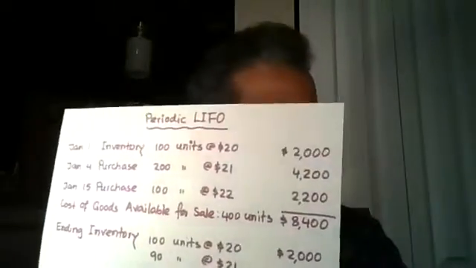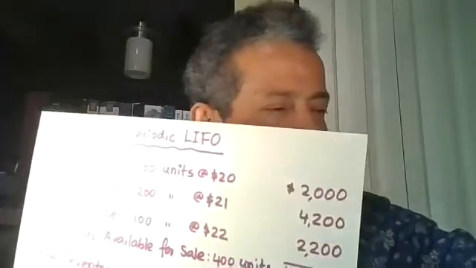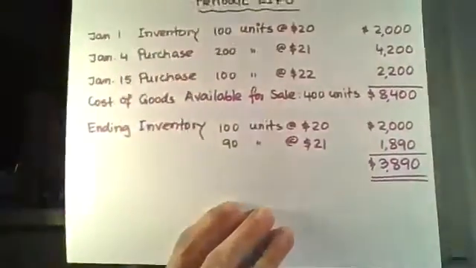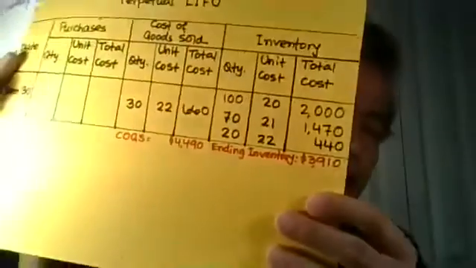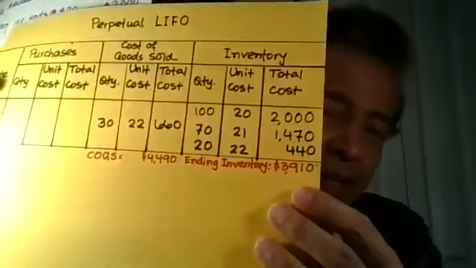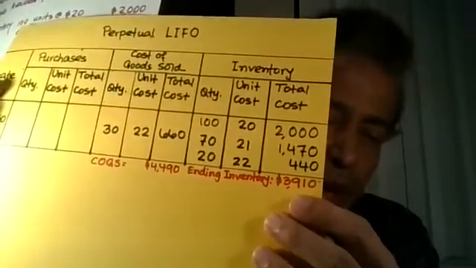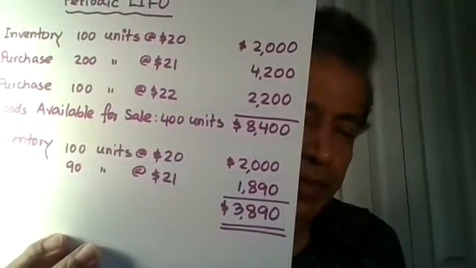So let's see what was our perpetual LIFO. See, perpetual LIFO, this is periodic LIFO. Periodic LIFO gives us a closing stock of 3,890. Okay, but perpetual LIFO gave us 3,910. So slightly different, but still different. Closing stock under perpetual LIFO was 3,910, but under periodic LIFO is 3,890. Okay, and then periodic weighted average.